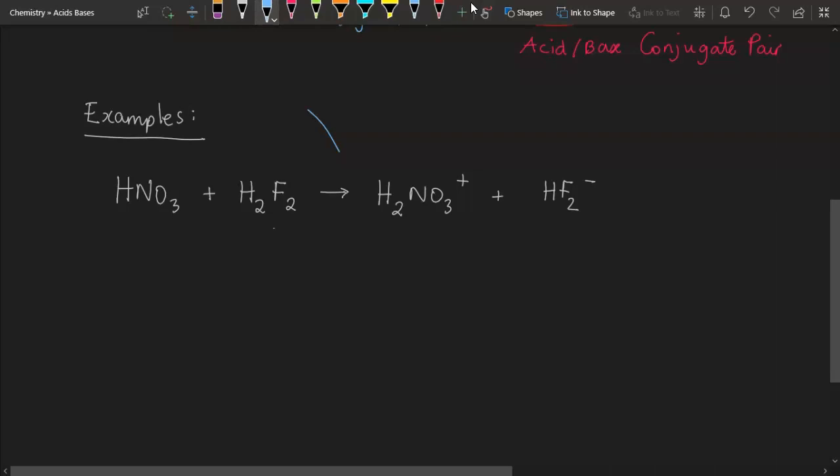The only way HNO3 can become H2NO3 is if this substance gives HNO3 a proton. So there is a donation of a proton, and it's moving from H2F2 to HNO3. If this is donating it, this is the acid, because an acid is a proton donor. If HNO3 is accepting it, that means this is the base. That's all that's required in this particular reaction.